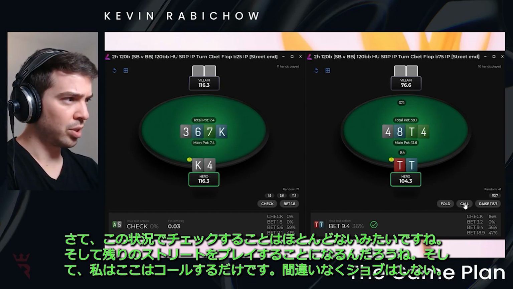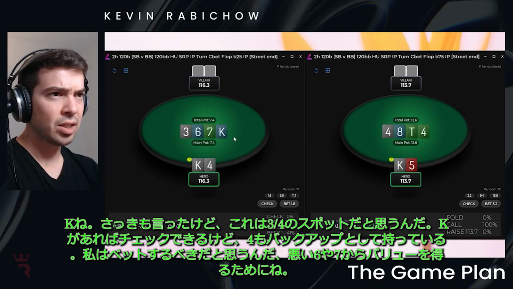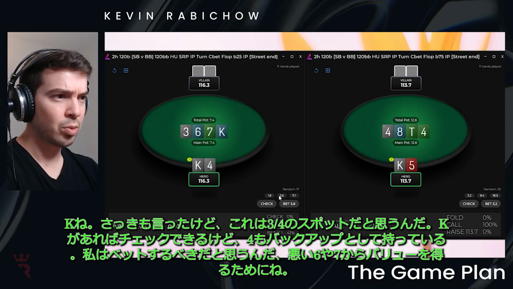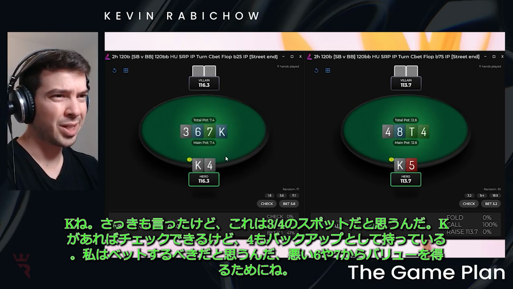And I guess I get to play the rest of the street where I just call here. We're definitely not shoving. The king, so like I said, this is a 3/4 spot. I think having the king, I could check, but I have the 4 also as backup. I think I should just be betting. Just get value now from like a bad 6 or a 7 that has no chance against me.